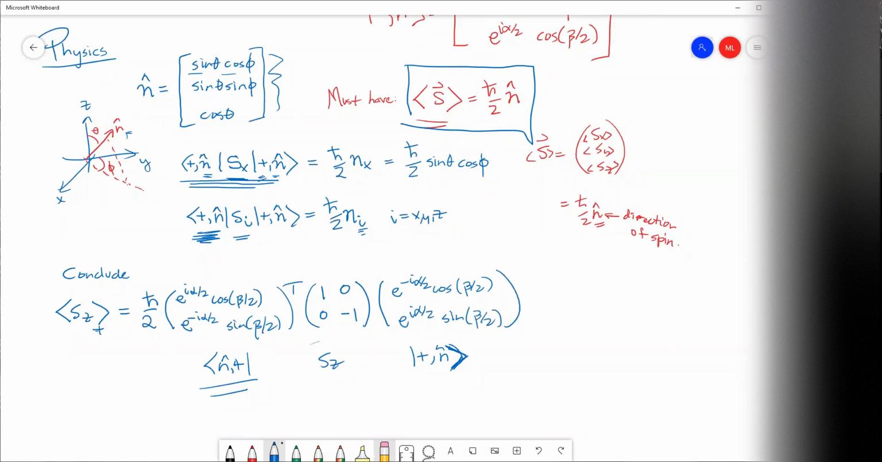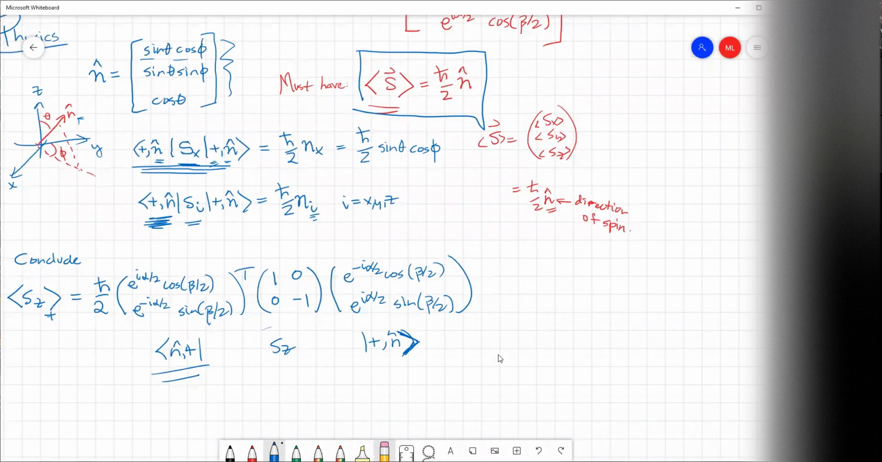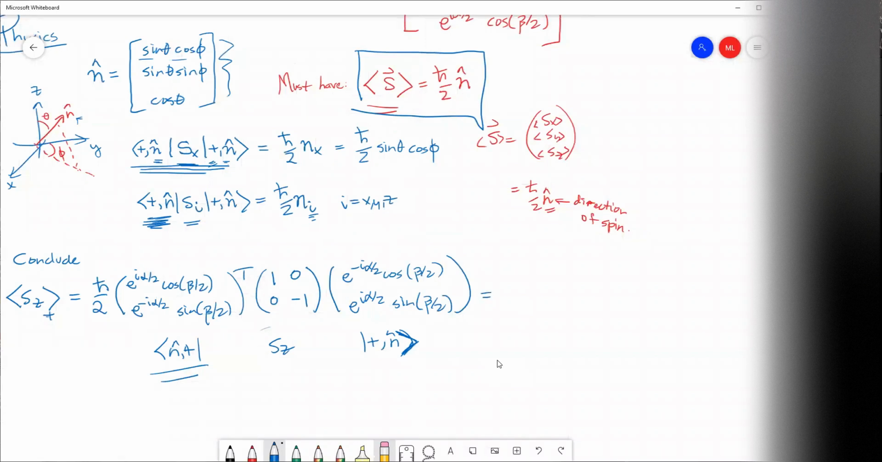All right, so you have that, and you can calculate this out. What you get is that this is equal to h bar over 2. Multiply it out, you get cosine squared beta over 2 minus sine squared beta over 2. When you multiply this out, vector matrix, then you do the transpose of this vector and dot everything together, you get just a number, and then using a trig identity, this is just h bar over 2 cosine beta.